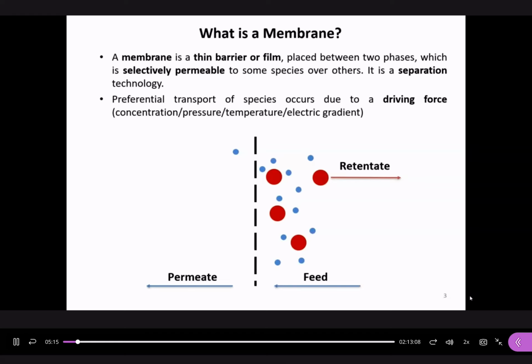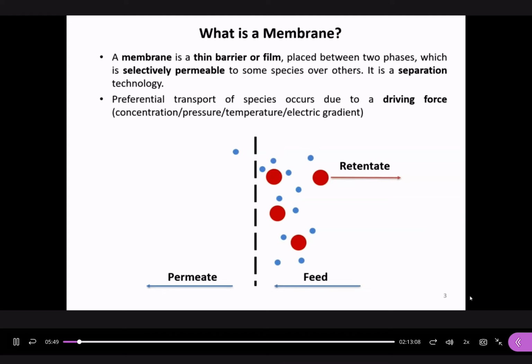In our case, we talk about water and water, but in some cases you have gas and gas. It is selectively permeable to certain species. Selective means some can pass through, some cannot. It's a separation technology.